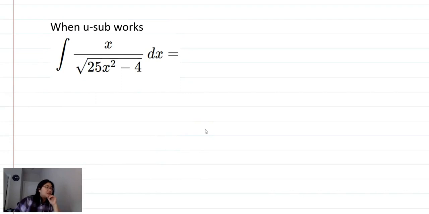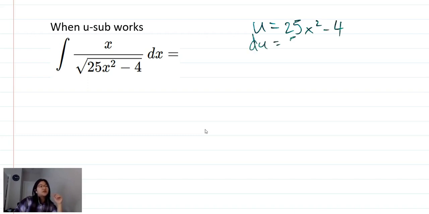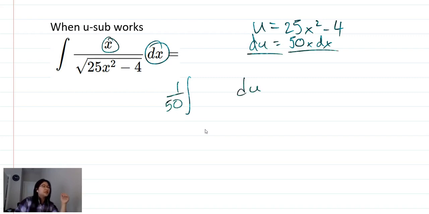Let's look at another example when u substitution does work, and then we'll start tackling when it doesn't. So here, when we have our u, the same u as what's inside the radical that we had before, the 25x squared minus 4, then du will still give us 50x dx, and so this x dx can go into our du. So this is equal to 1 over 50 du from here, and then 1 over root u. And then that's just the power rule again.